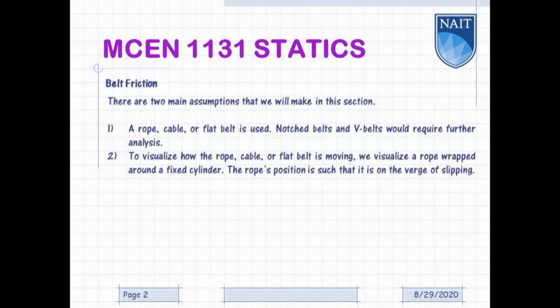Belt friction. There are two main assumptions that we will make in this section. 1. A rope, cable, or flat belt is used. Notch belts and V-belts require further analysis. And 2. To visualize how the rope, cable, or flat belt is moving, we visualize a rope wrapped around a fixed cylinder. The rope's position is such that it is on the verge of slipping.